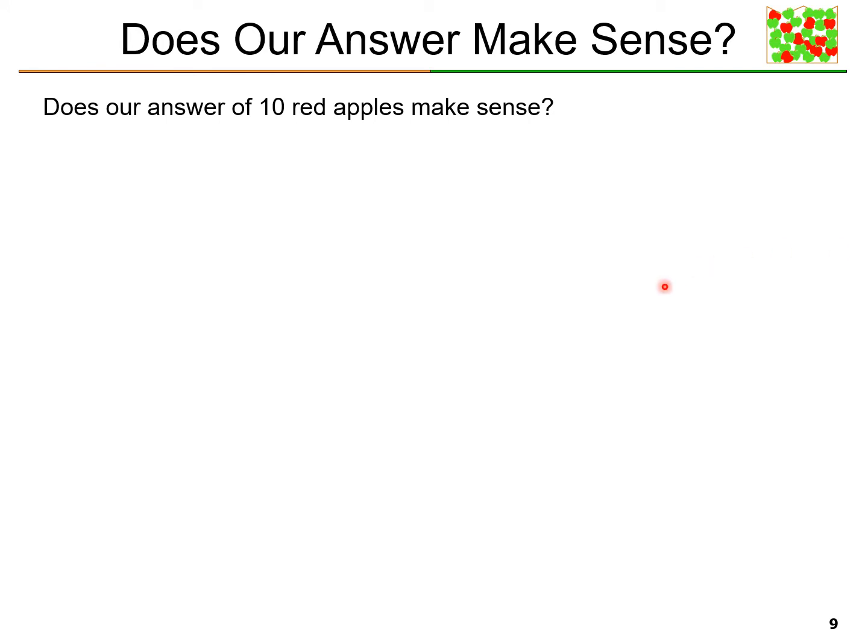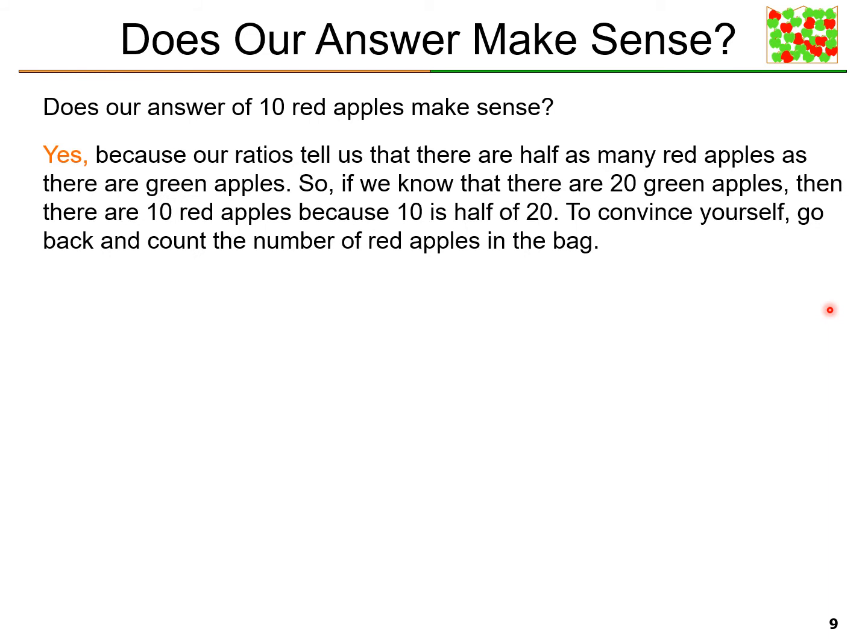Does our answer make sense? Yes, because our ratios tell us that there are half as many red apples as there are green apples. So if we know that there are 20 green apples, then there must be 10 red apples. Why? Because 10 is 1/2 of 20. To convince yourself, go back and count the number of red apples in the bag.